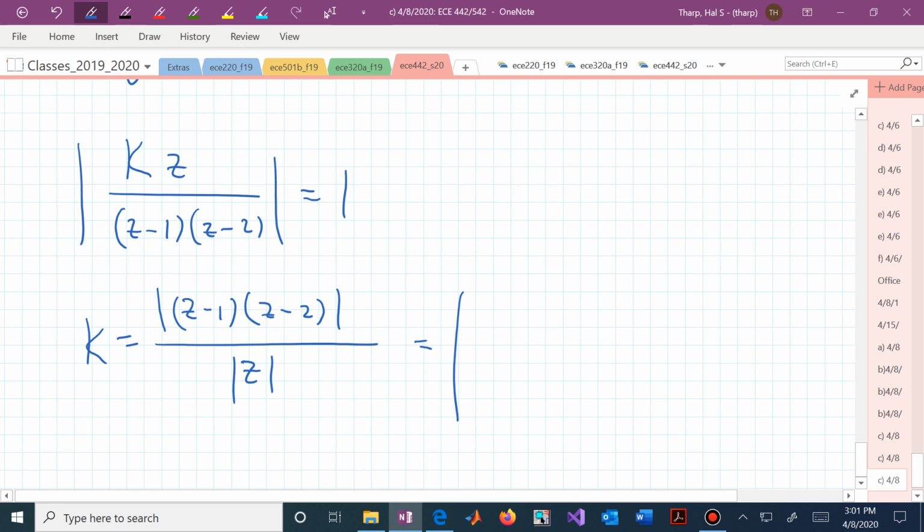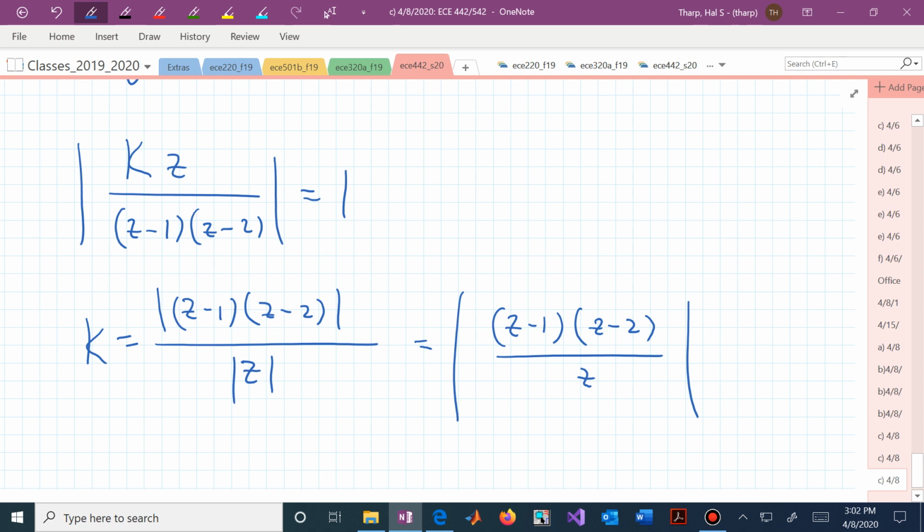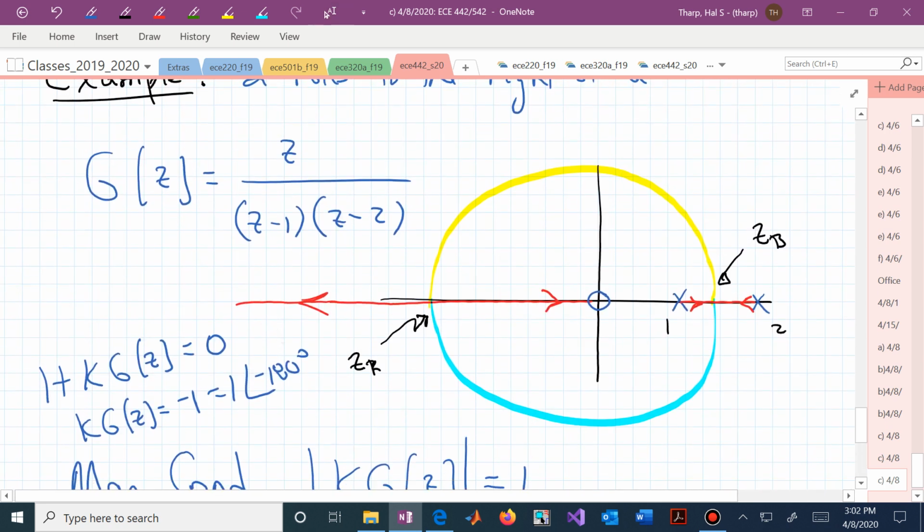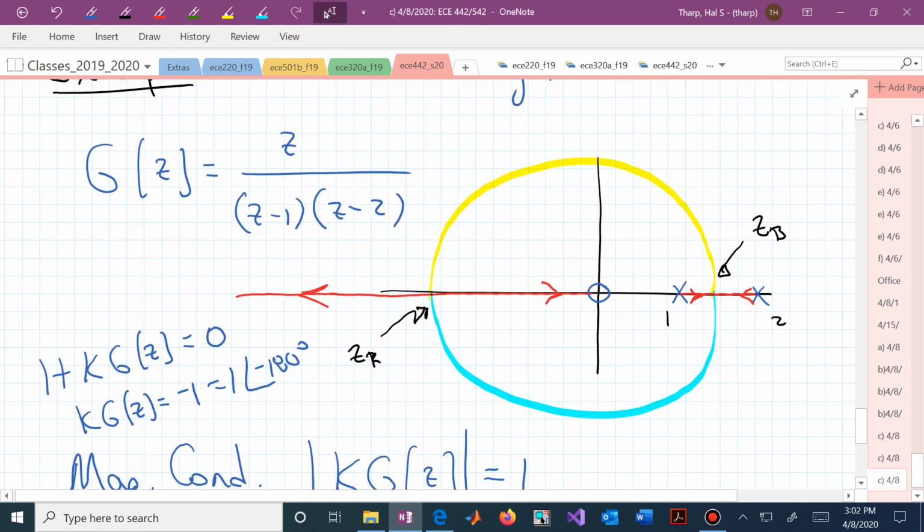And to make this work for our analysis, let's just take the magnitude of what's inside all of that mess. We now have a quotient of the numerator product, that's the pole factors, z minus 1 in our original system, times z minus 2, divided by the numerator factors, which in this case are just z. Now, we said that from rule number 3, the breakaway and the reentry points occur at relative max and relative min.